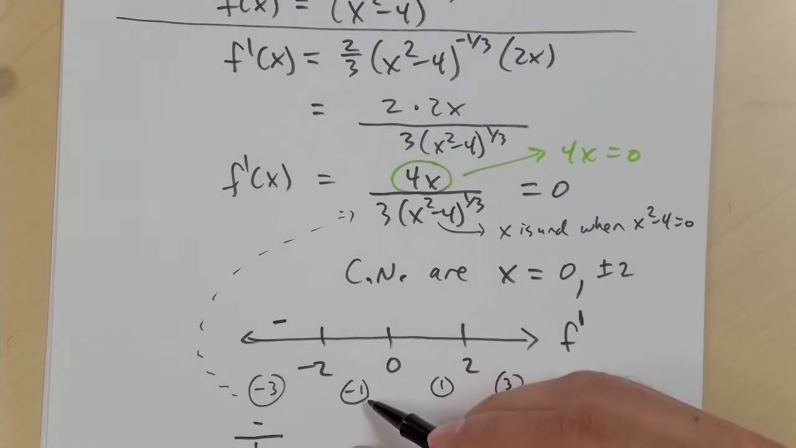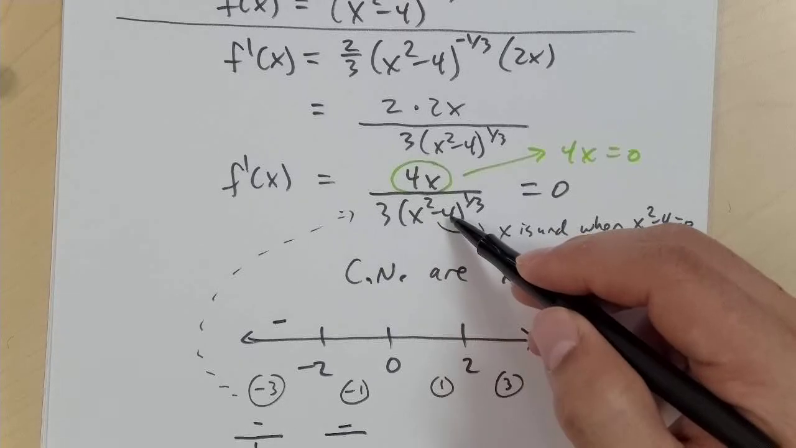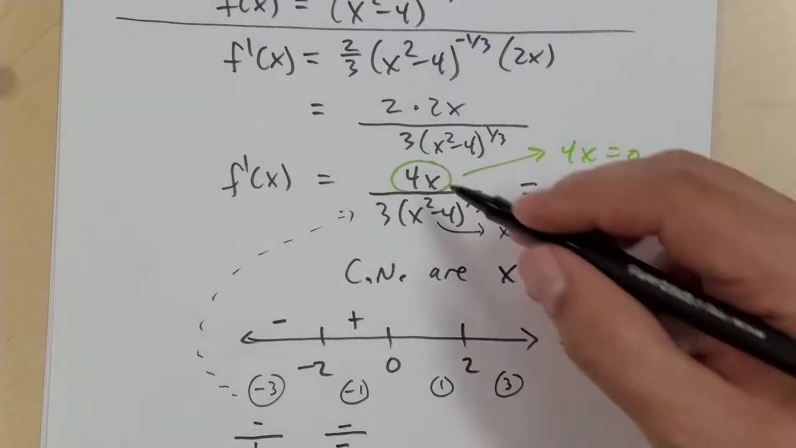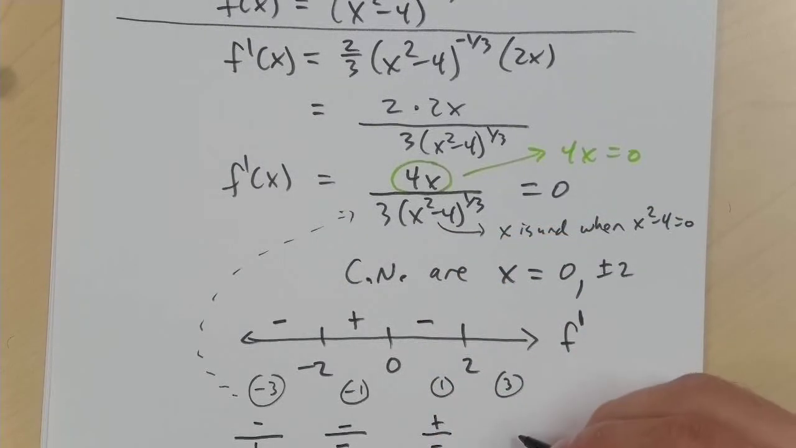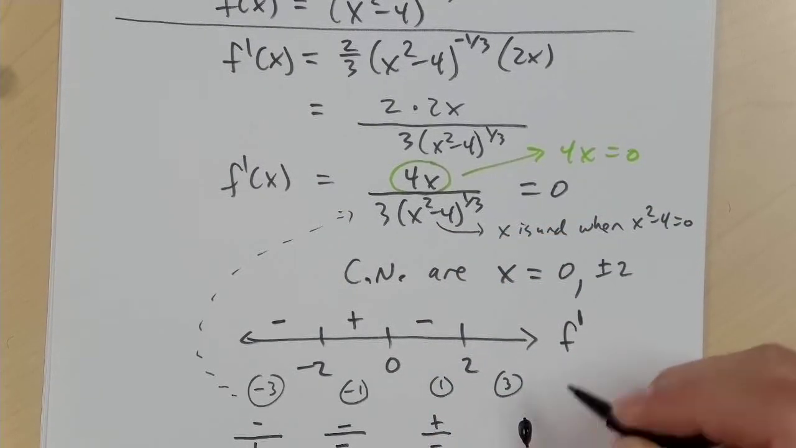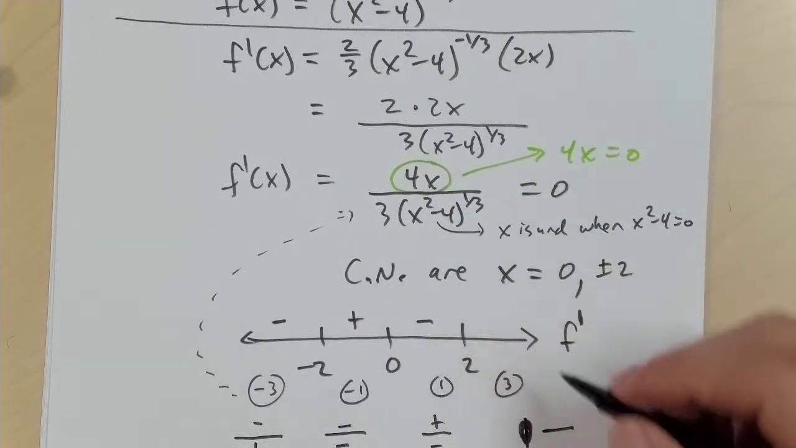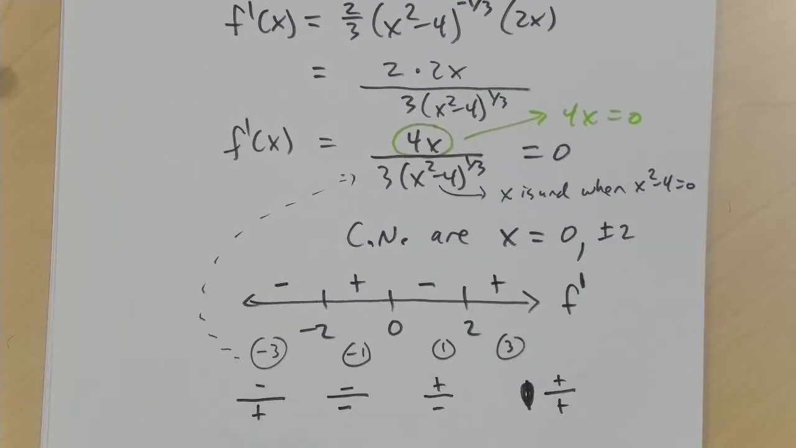If I plug in -1, you still get a negative in the numerator, but now 1 minus 4 will be negative, so when you cube root it, that will be negative, so that becomes positive. If I plug in +1, now the numerator is positive, but it's the same story in the denominator, so that will be negative. And if I plug in 3, that's going to be positive, and so will this. So there's my sign chart. Okay?